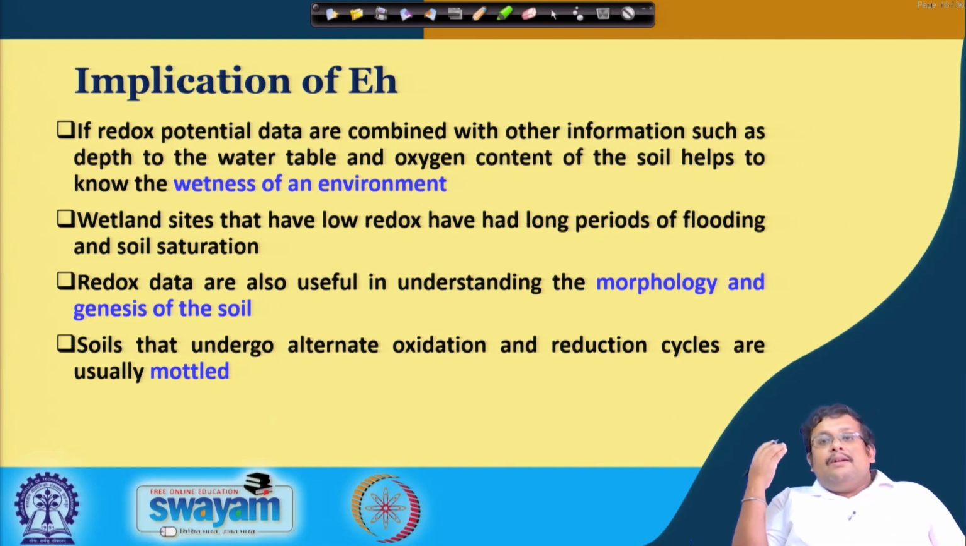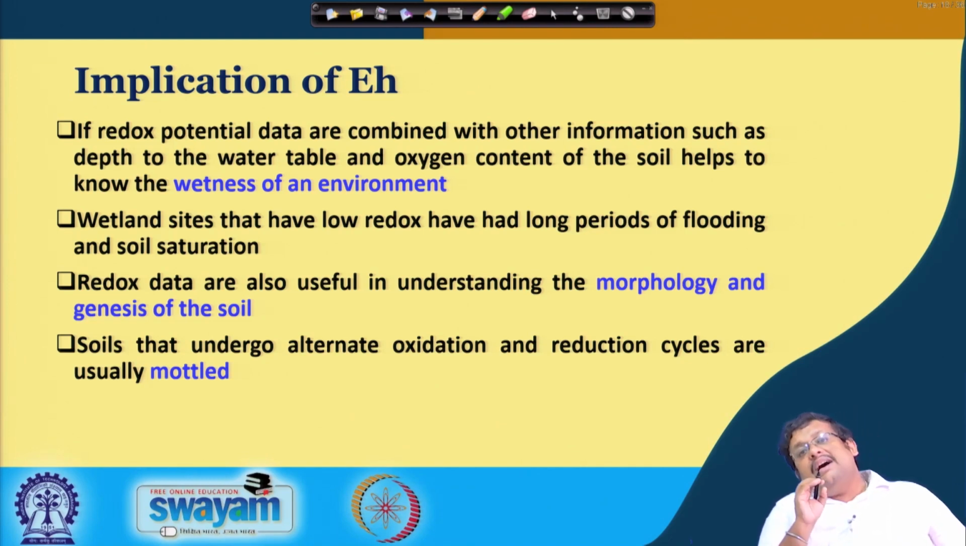Obviously, when a particular type of soil is developed under waterlogged condition, we will see what type of morphological features appear in submerged soil. We can see the bluish coloration, we can see mottling. So, these types of color features are very prevalent in case of waterlogged soils. So, the redox data are also useful to understand the morphology and genesis of the soil.